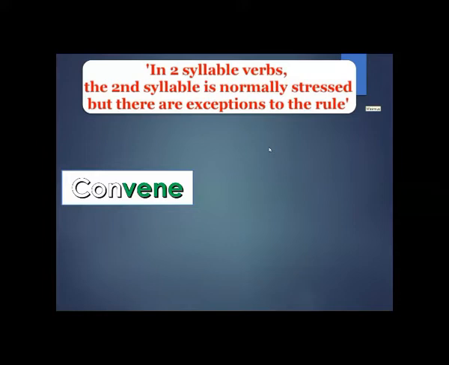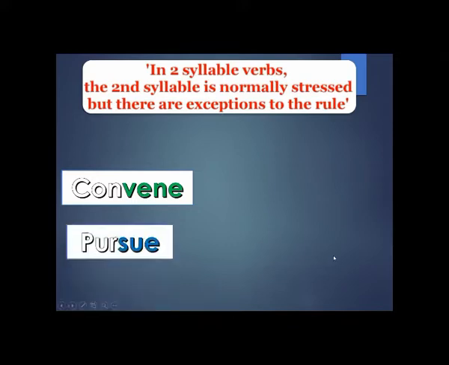Convene. Okay, so in two-syllable verbs, the second syllable is normally stressed, but there are exceptions to the rule. So here there are two syllables, con and veen, and the stress is at the second syllable. Okay. Who can read the second one?